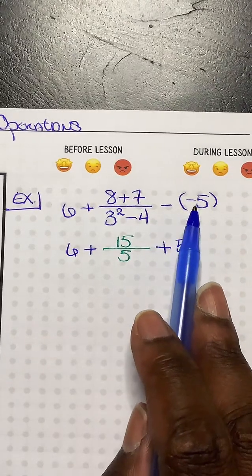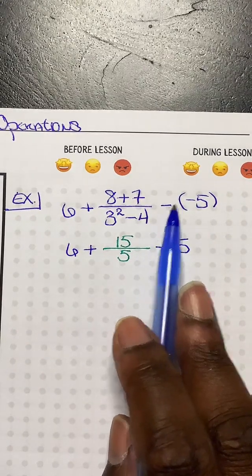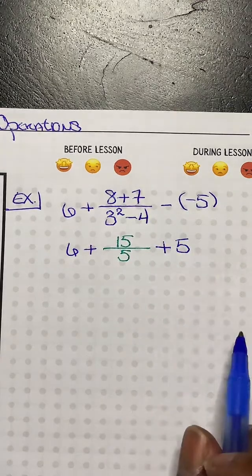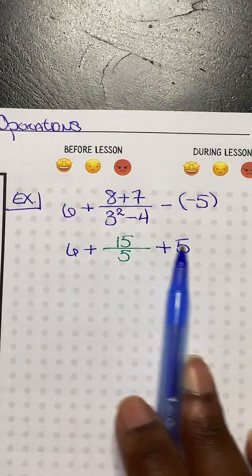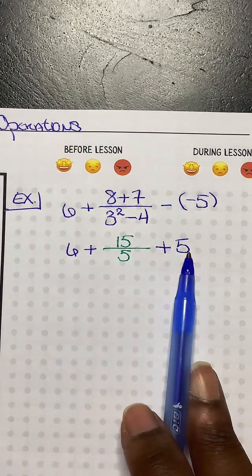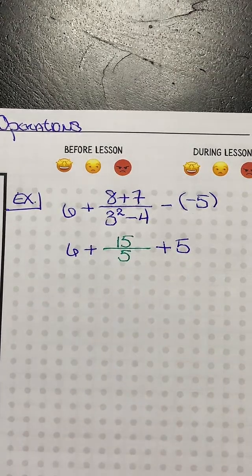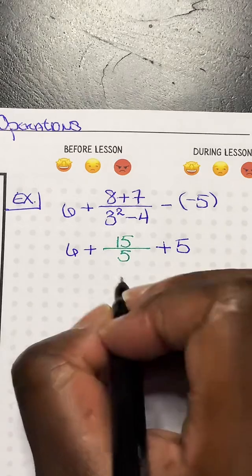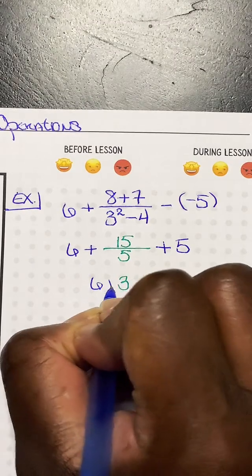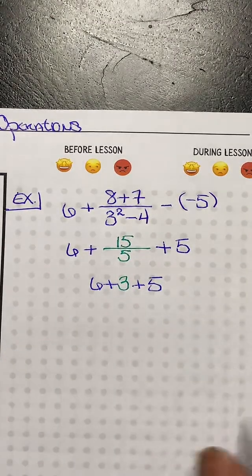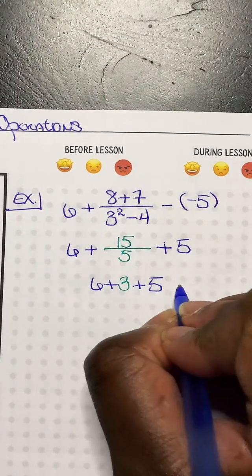Guys, a negative times a negative will give me a positive. Sometimes our minus sign acts as a negative sign. They play almost like a dual role. But now let's clean this up from left to right. The first thing I should be thinking about is either multiplying or dividing. And we have division. So 15 divided by 5 gives me 3. And then we have our 6 plus 3 plus 5. 6 plus 3 gives me 9. 9 plus 5 gives me 14.